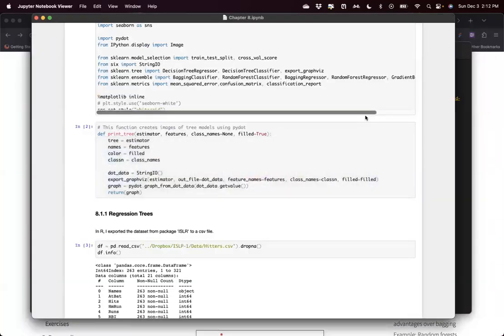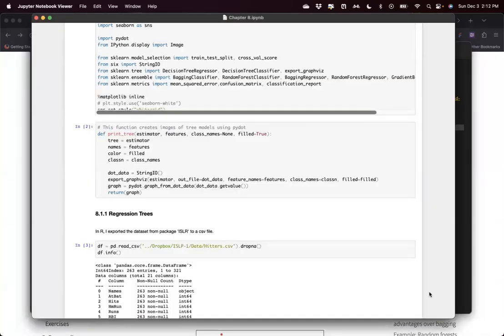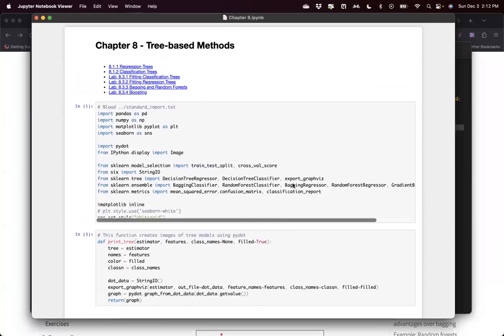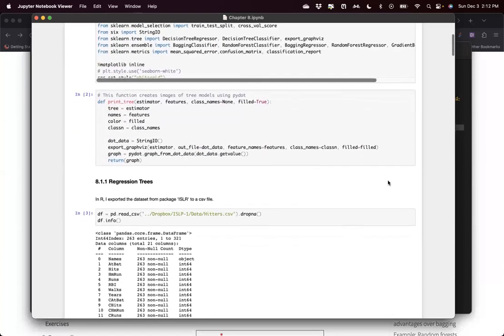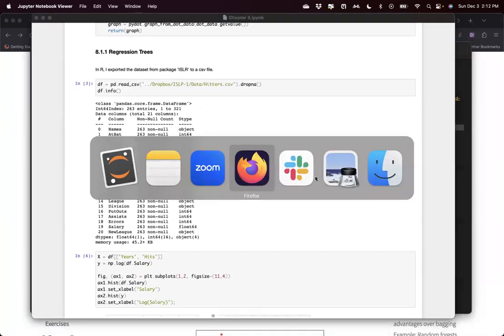Okay, let me use the chat here. Okay, this is where the notes are. Okay, the book, my repo, book club ISLP. And also, you can check this notebook, which is a version in Python of what we're going to discuss in this chapter, right? Okay, so let me go back here.